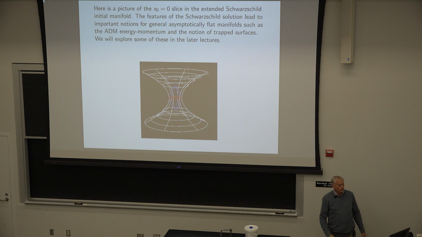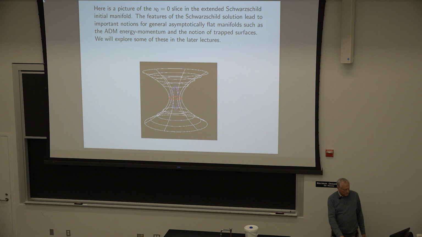So there are various notions that come from this picture, in particular the general notions of energy and momentum for general space-times, as well as the notion of trapped surfaces. So we'll talk more about that later in this lecture, mostly in this lecture. It's a very important example, both physically, because it allows calculations which are slightly different from Newtonian ones, and also mathematically, because it leads to some very general notions.